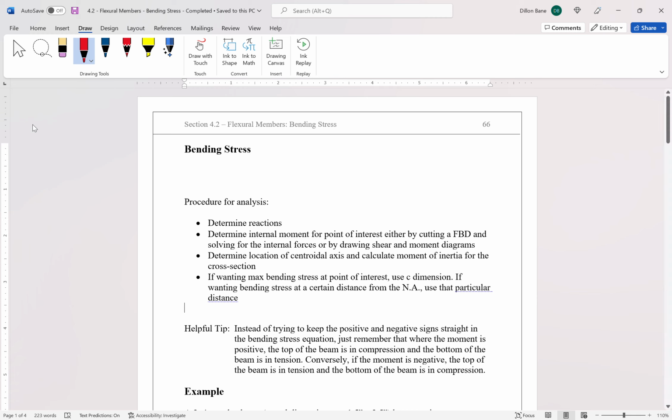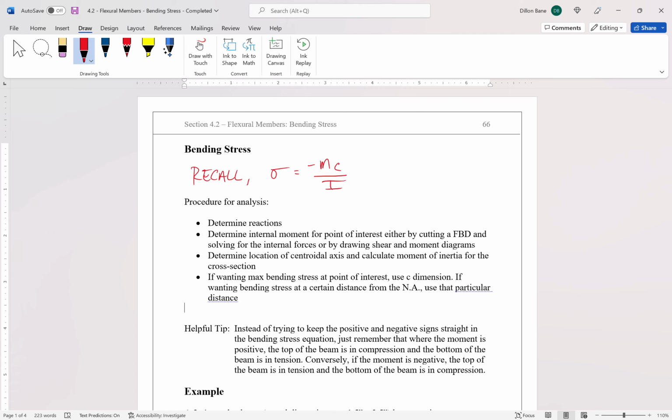Okay, so this will be section 4.2, which will be essentially just two examples on how to work with this bending stress equation of sigma equals negative MC over I, right? So let's just say this right here. Recall from the last section that sigma equals negative MC over I. That's the equation we're working with. It's the bending stress equation.